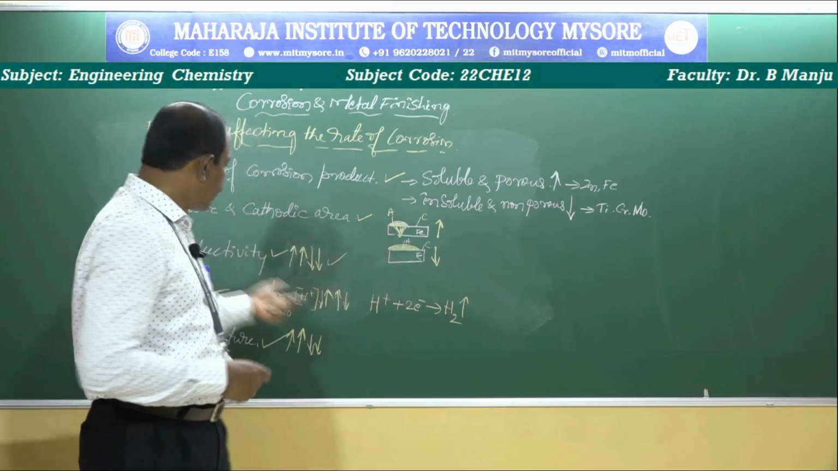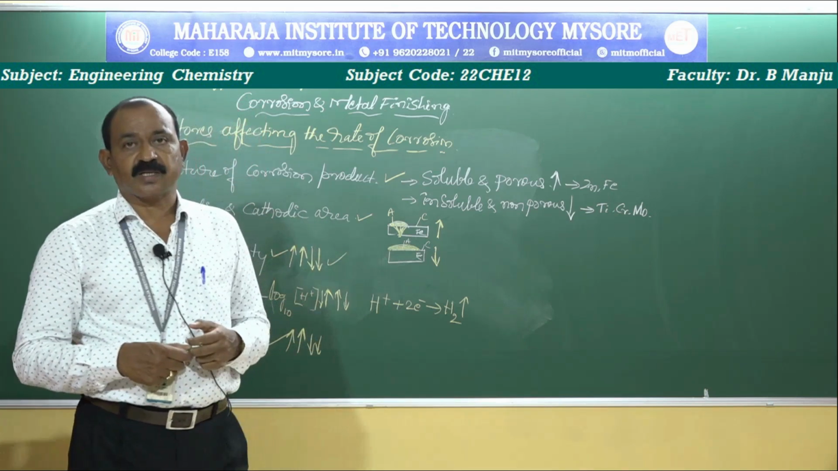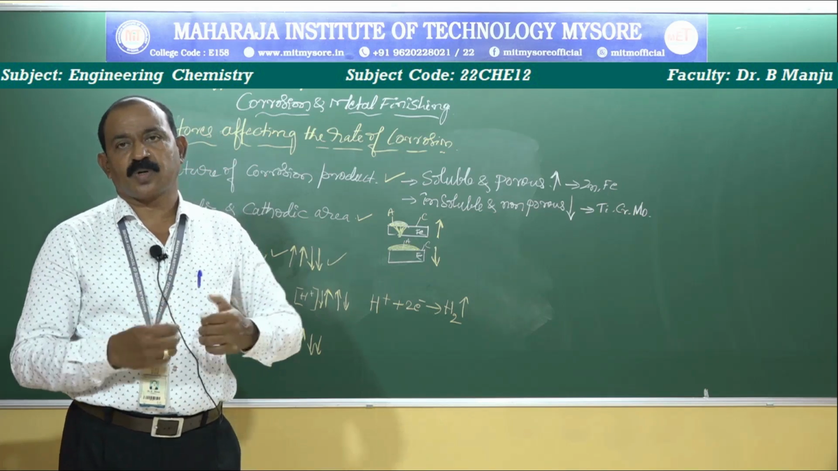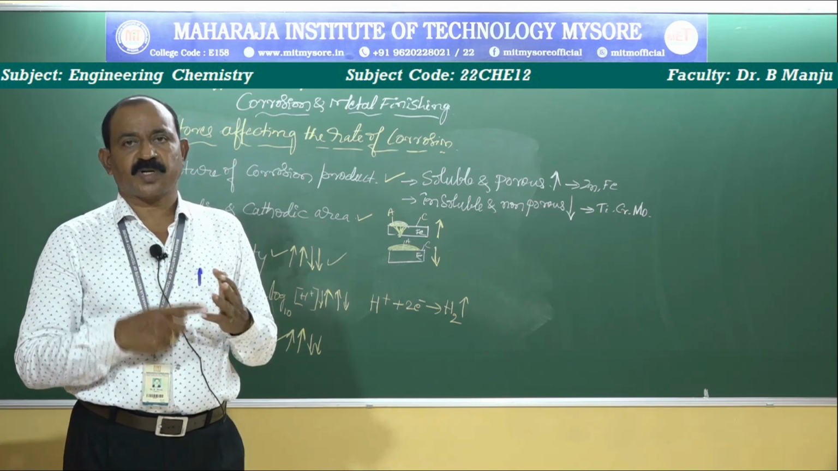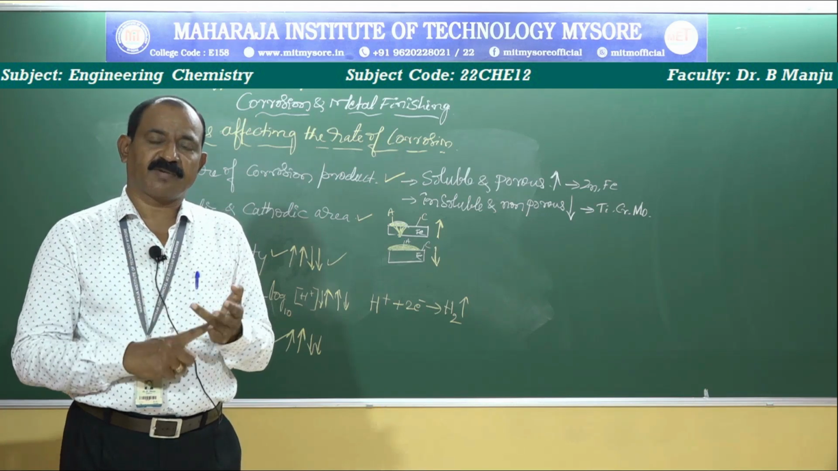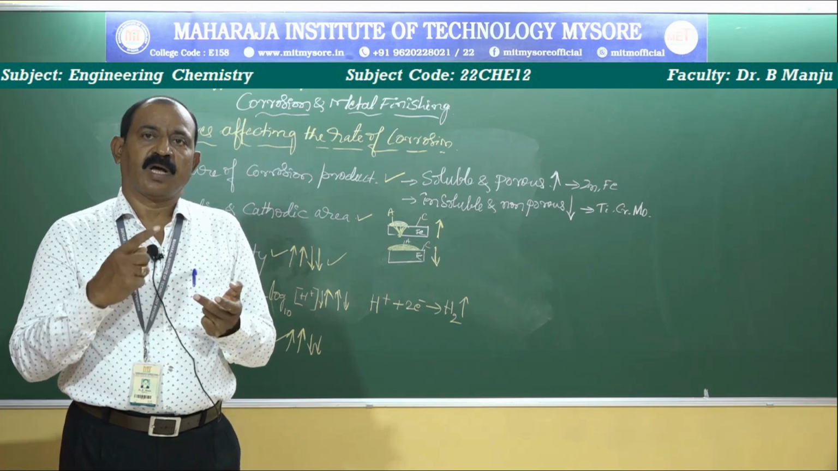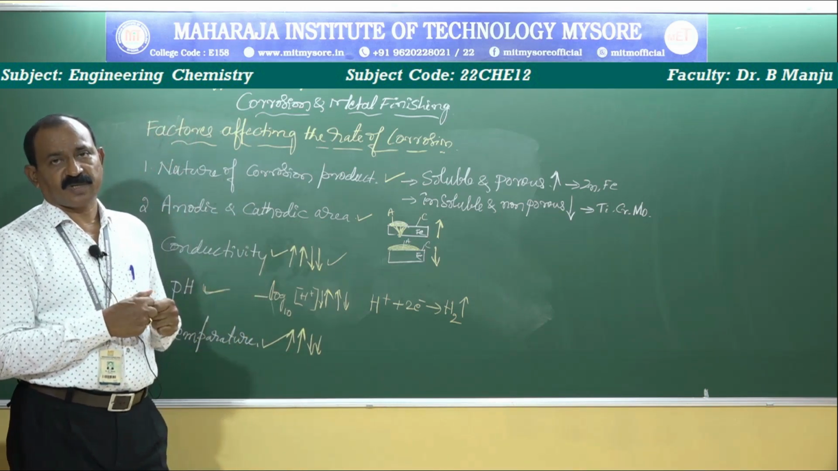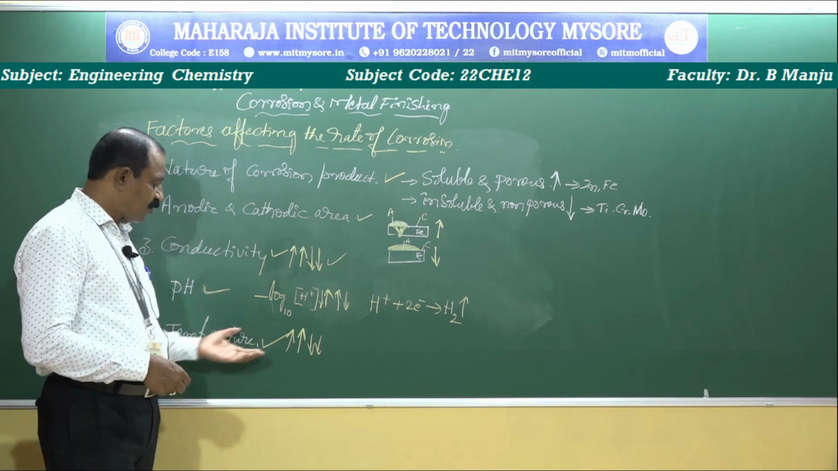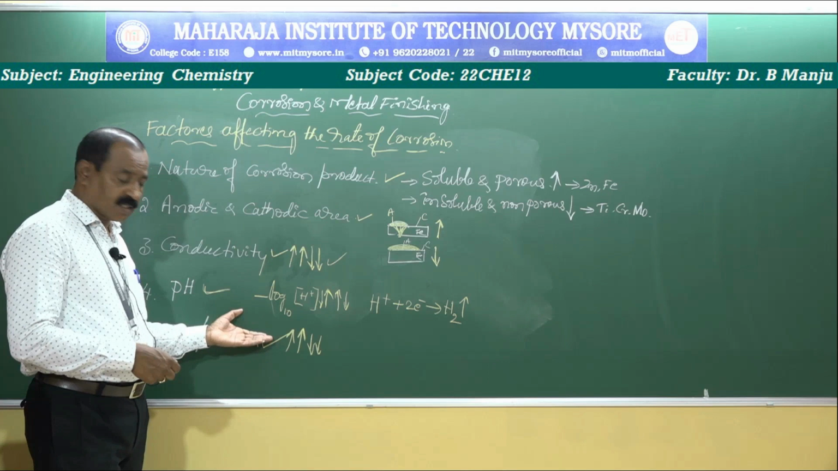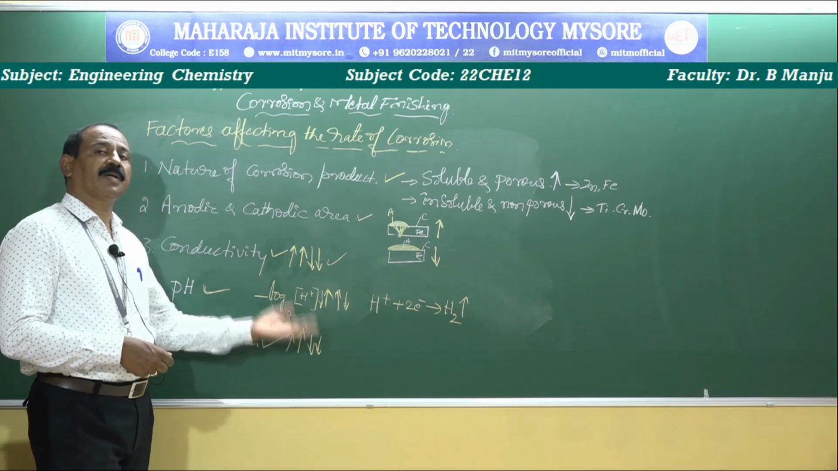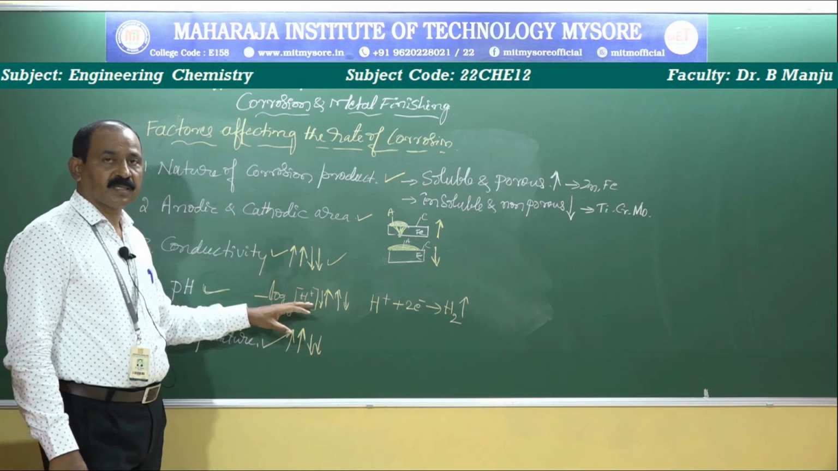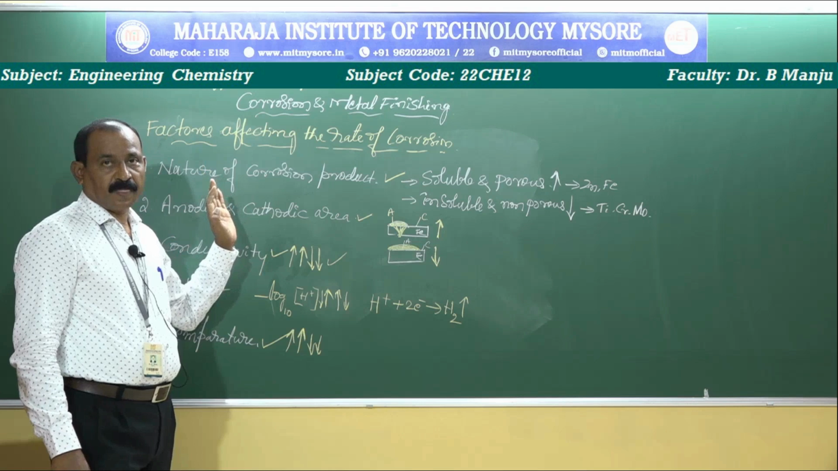Conductivity also increases, and when conductivity increases, the rate of corrosion increases. The mobility of ions at higher temperature is more compared to lower temperature. At higher temperature, conductivity is more, mobility of ions is more, solubility is more, and viscosity is less; viscosity is inversely proportional to temperature. These are all the effects. Therefore, when temperature increases, corrosion also increases, and when temperature decreases, corrosion decreases. These are the variable factors affecting the rate of corrosion.